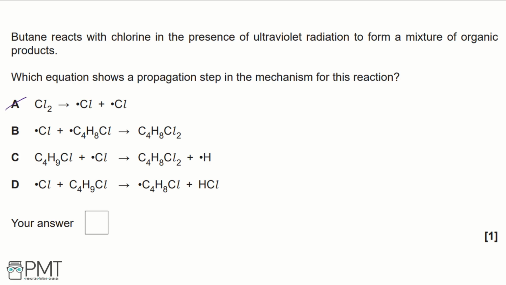Then looking at the equation for B, this equation is a termination step, and it's where two radicals combine to make a single organic product. So we can also eliminate B from our possible answers. Now we're left with C and D. Both C and D involve a radical and an organic compound, and they're forming an organic product and a radical.